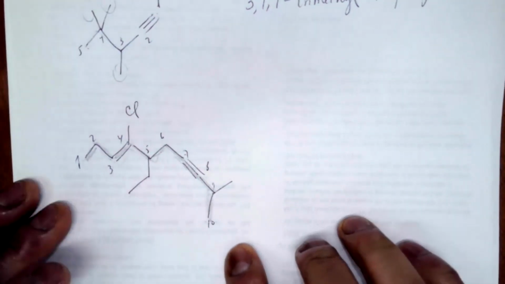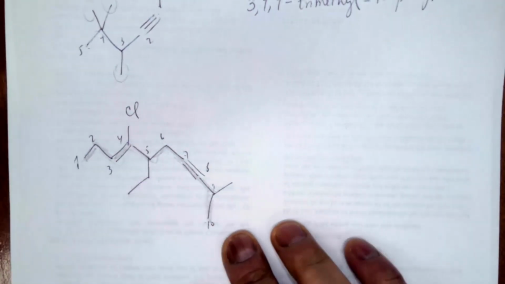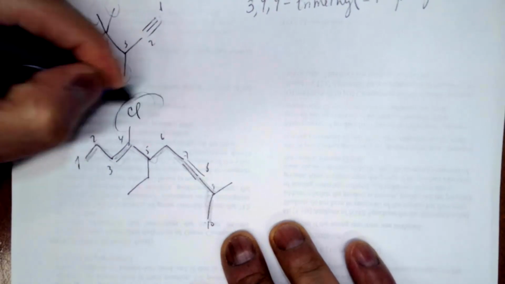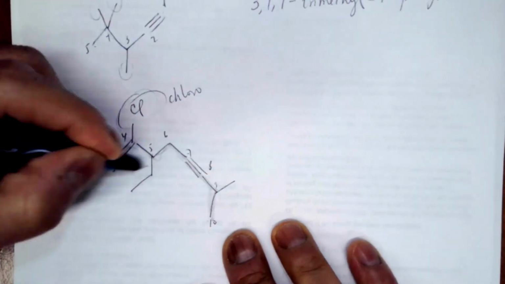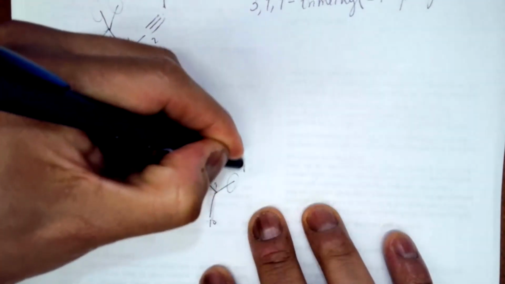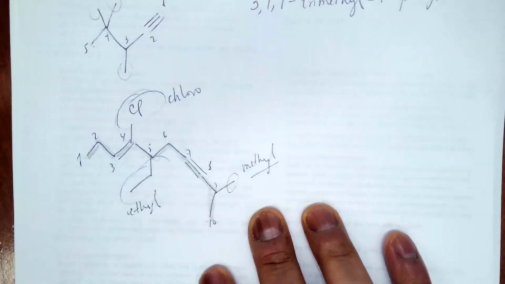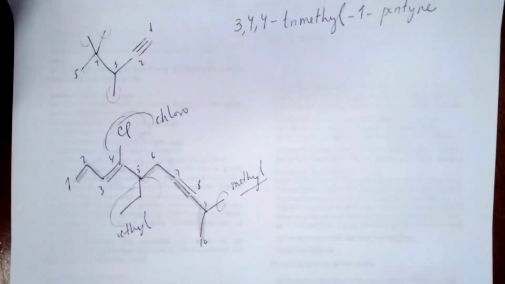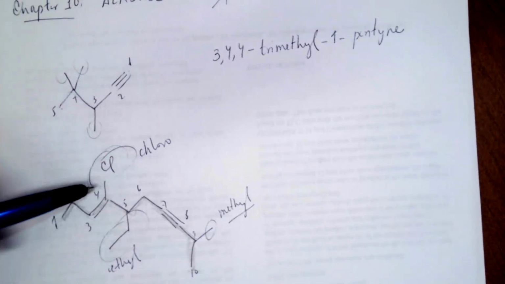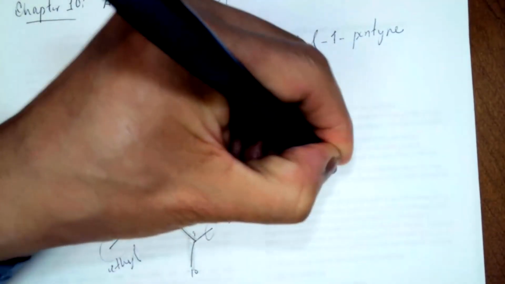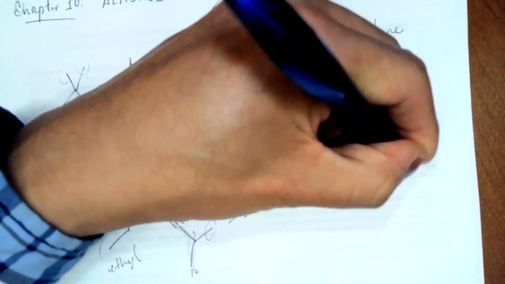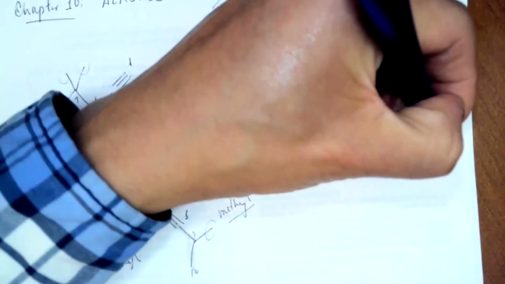Okay, so after that, so let's see. I have the number. Let's do substituents. On number 4, I have a chloro. On number 5, I have an ethyl. Right? On number 9, I have a methyl. Good. So if we keep naming, so let's see what we have by alphabet. The chloro should be first. So I will call it 4-chloro, 5-ethyl, 9-methyl.